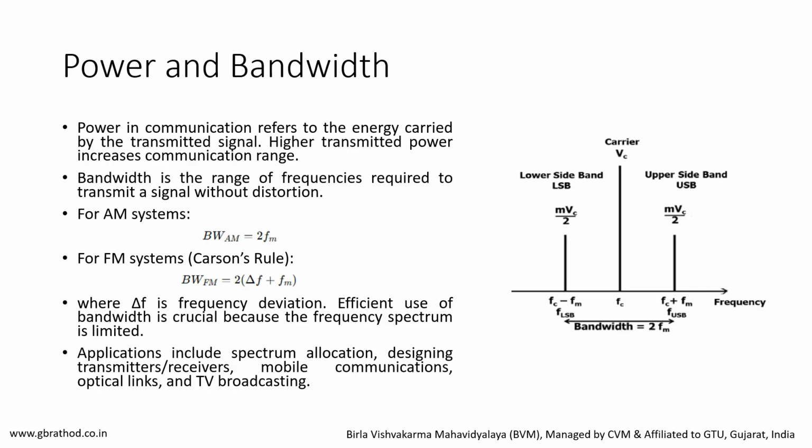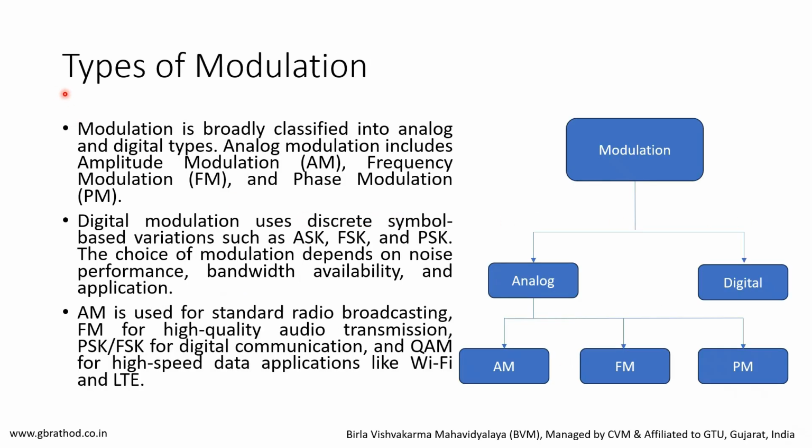Now let us go to the next topic. I'm going to discuss types of modulation. In this diagram the modulation is classified into two parts: analog and digital. We are not going to discuss digital much in this topic; we'll focus more on the analog part. Analog modulation is classified into three parts: AM, amplitude modulation; FM, frequency modulation; and PM, known as phase modulation. So AM, FM and PM are the three types considered under analog modulation.